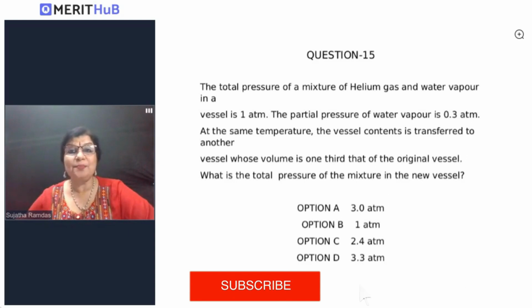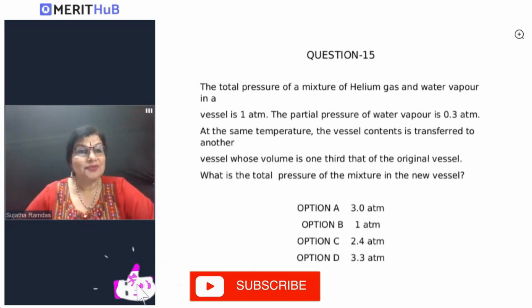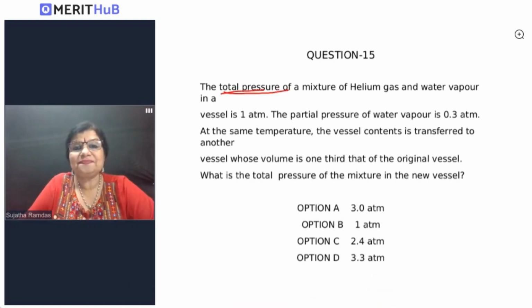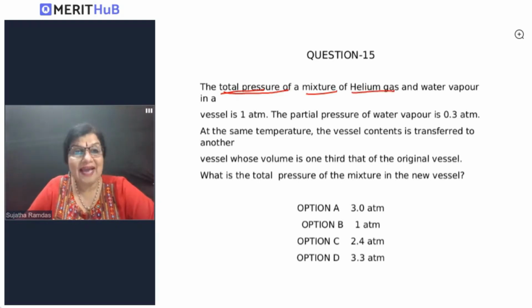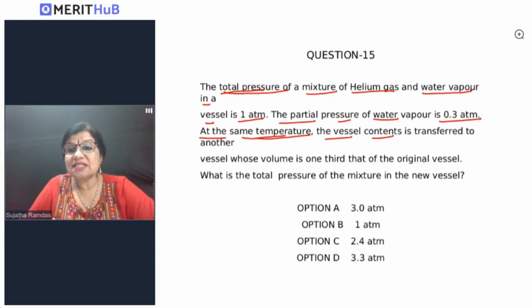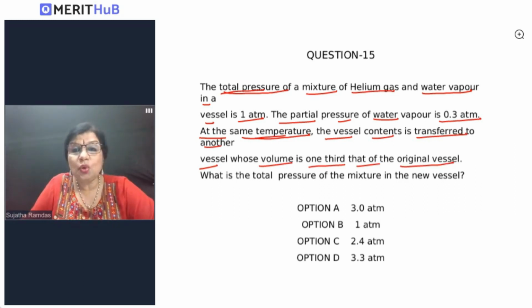So here we are on question number 15. All right, let's read that question. The total pressure of a mixture of helium gas and water vapor in a vessel is 1 atmosphere. The partial pressure of water vapor is 0.3 atmospheres. At the same temperature, that is very important, at the same temperature, the vessel contents is transferred to another vessel whose volume is 1/3 that of the original vessel. What is the total pressure of the mixture in the new vessel?